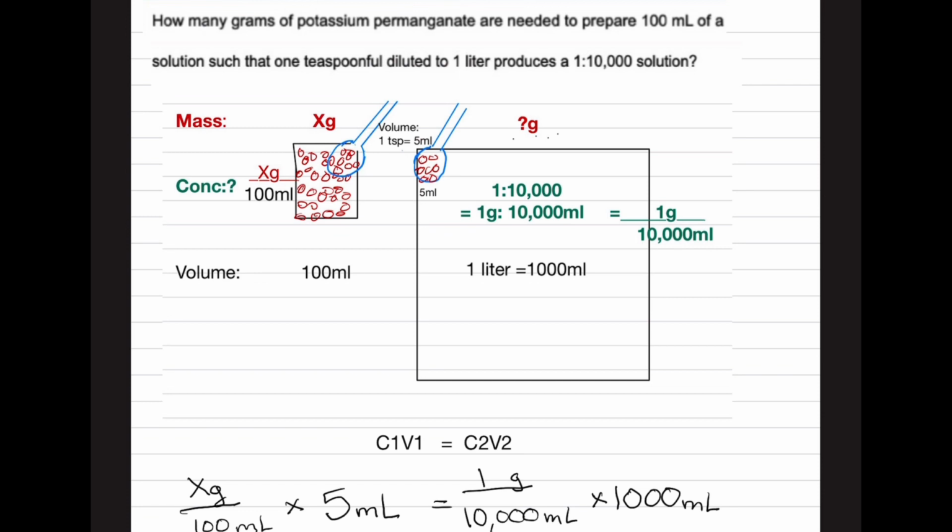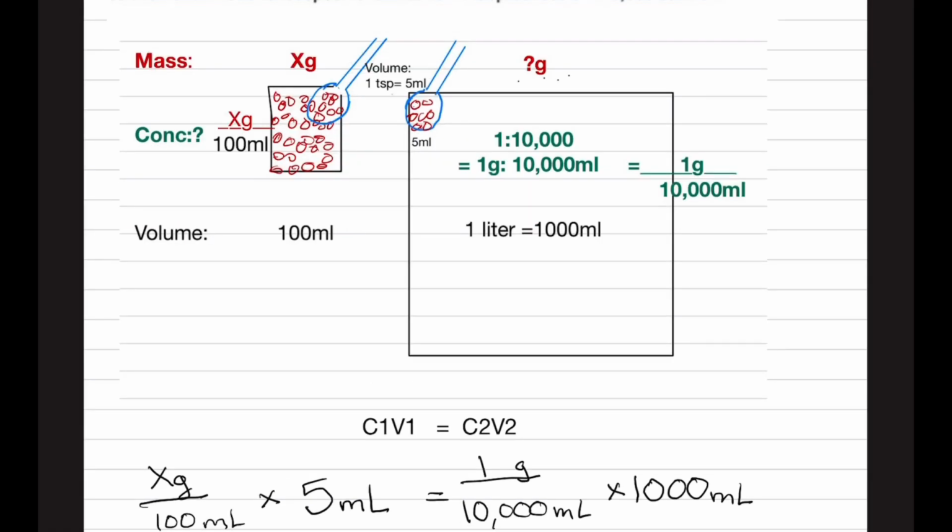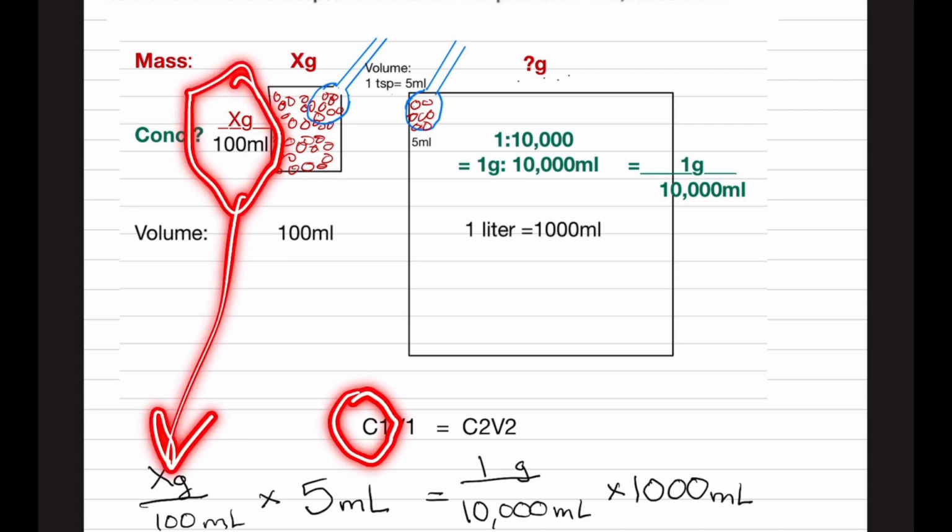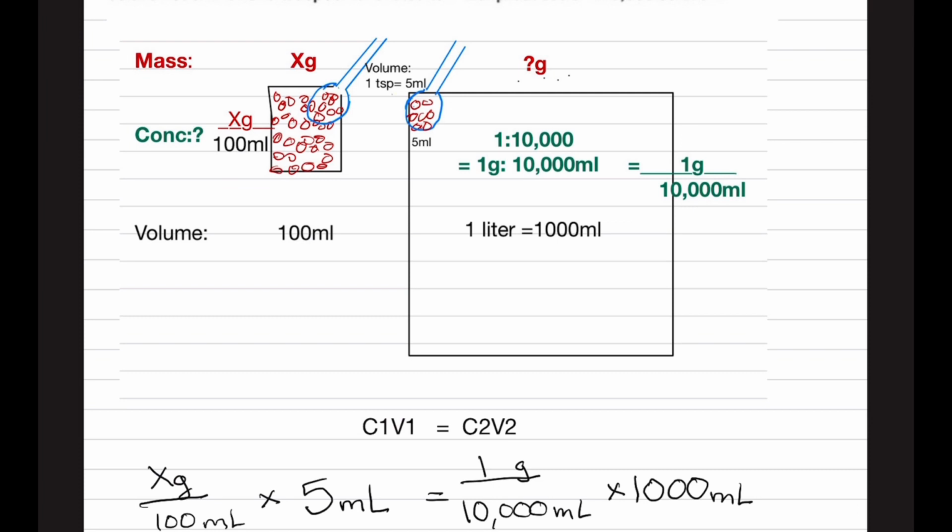How do we find the concentration? How do we find C1 then? Well, the concentration of this little portion is the same concentration of the entire thing. Nothing has changed. So if we can find the concentration of this, we're just taking a little portion of that and moving it into our 1 liter. We found our concentration already, and here it is, X grams over 100 mLs. I will move that down here, so that represents concentration 1.